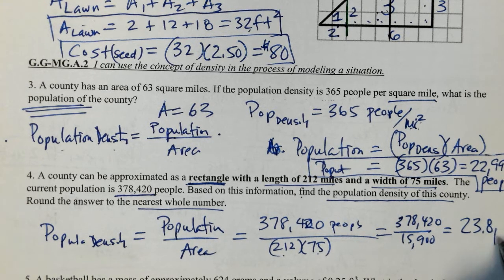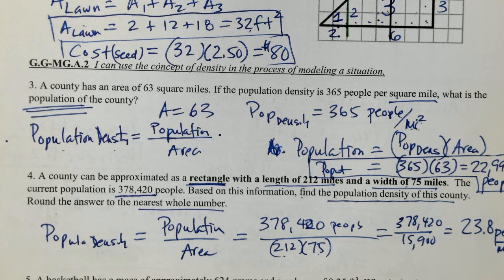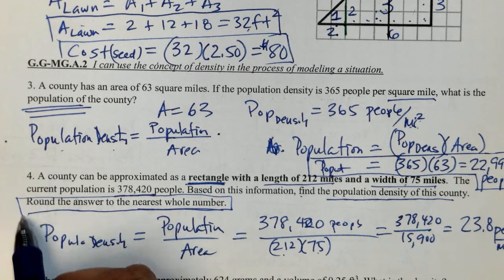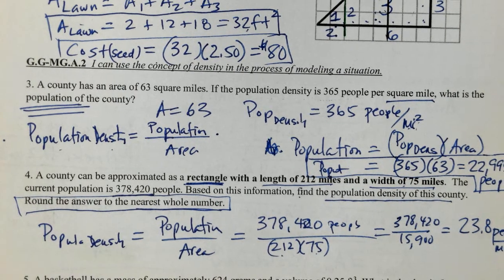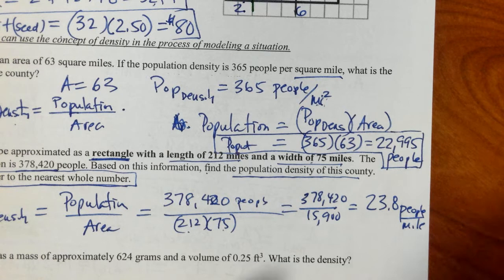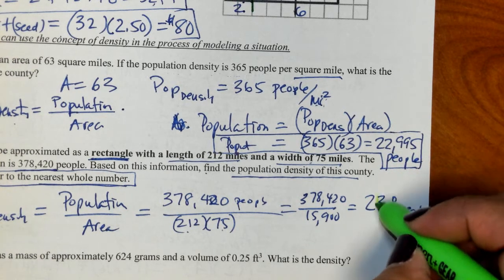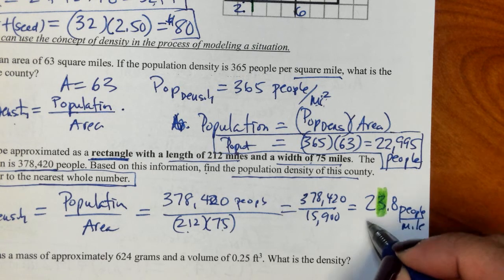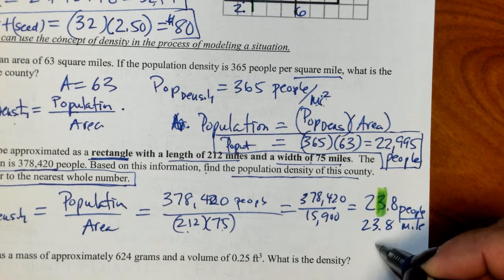23.8 people per mile. Now you never have a 0.8, and that's why they have you round it to the nearest whole number. So let's do this one. We haven't really practiced this one a lot. But here's the whole number, okay? It's basically the number before the decimal. Okay, sorry, I shouldn't have used that color. So it's 23.8, I'll just point.